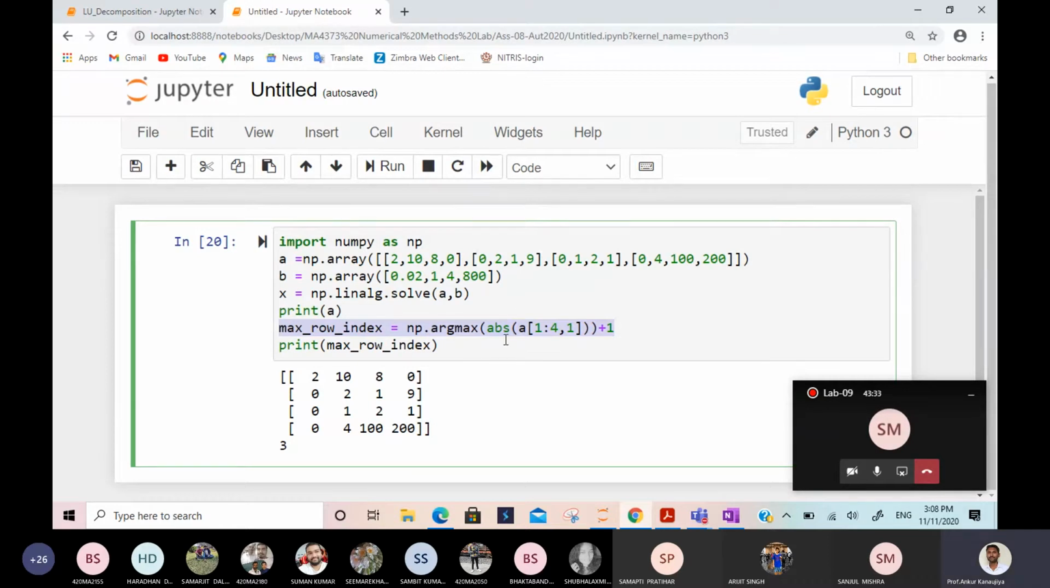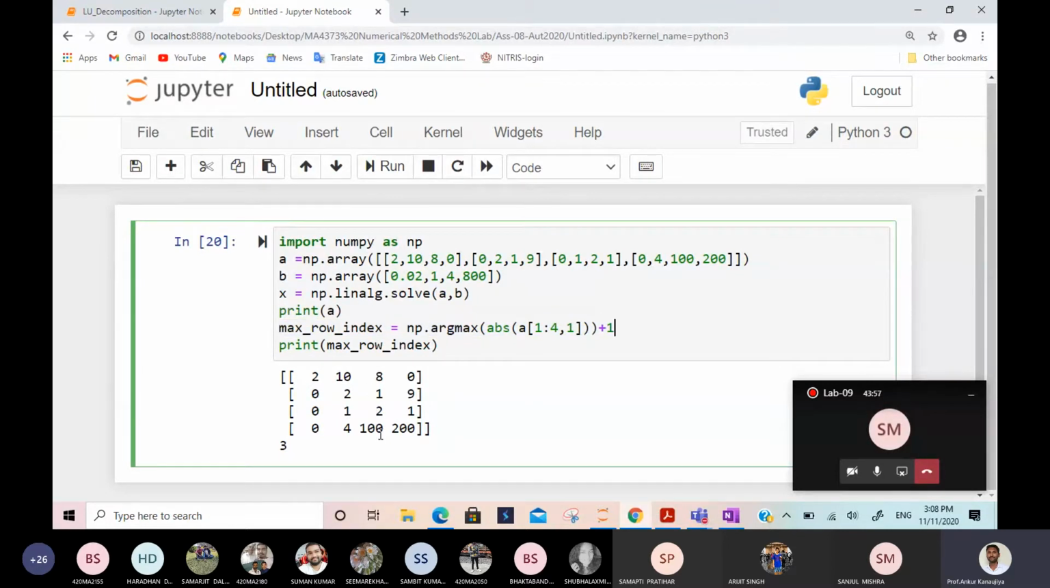This absolute will take the absolute value. This 1 to 4 means we are finding the maximum from these 2, 1, 4 only, so I am skipping this number 10. Then I find the index of which one is the maximum out of these 3. It is giving 0, 1, 2, but the actual answer, because we are skipping 1, we have to add 1 here.